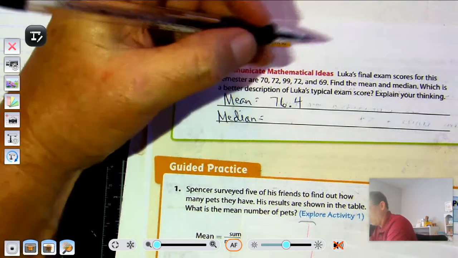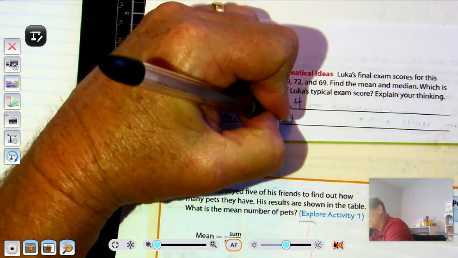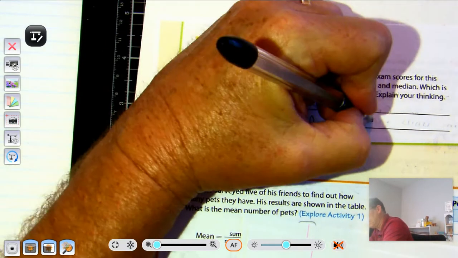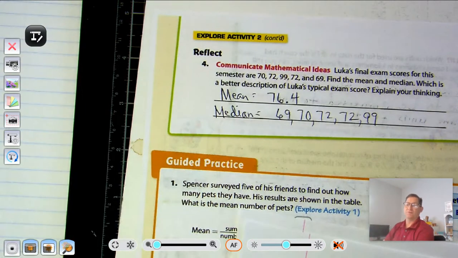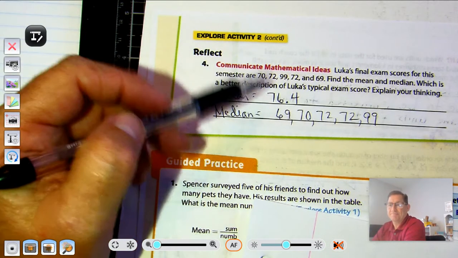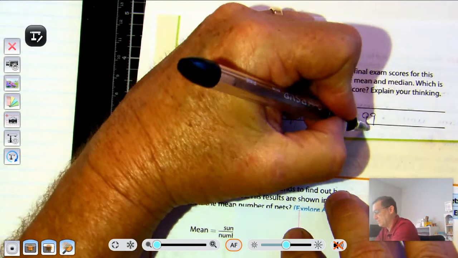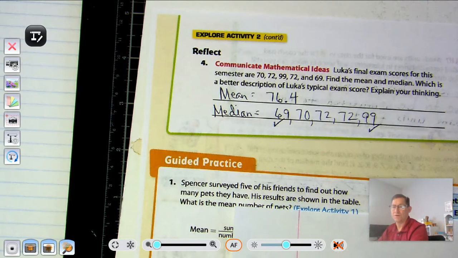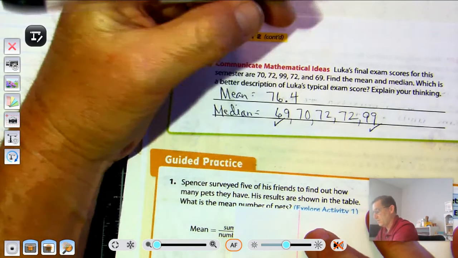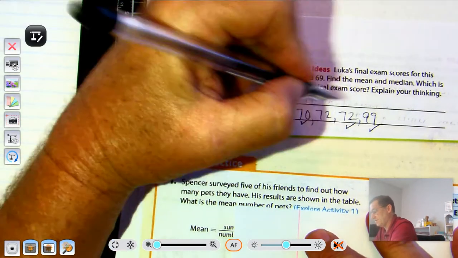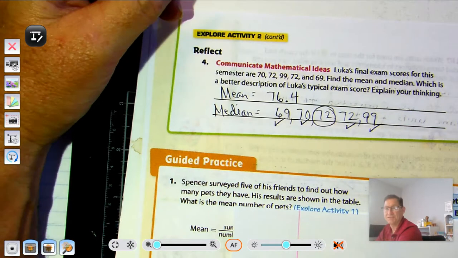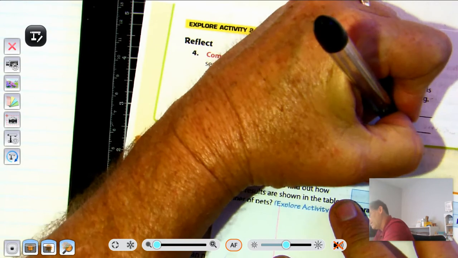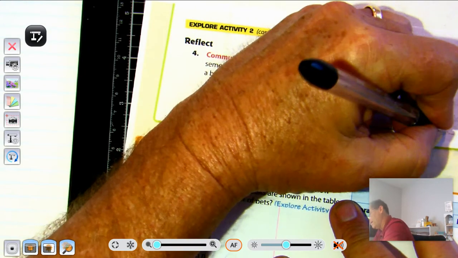The median. Just put the numbers in order from least to greatest. Okay, so the 99, that increased the mean, right? But when we talk about the median, that gets eliminated as we work our way towards the middle. So there's 5 pieces of data, so the 70 and the 72, that just leaves me 72. So the median is 72.